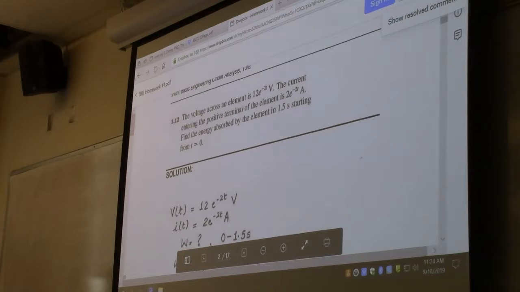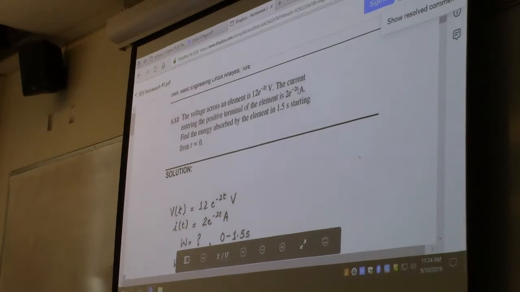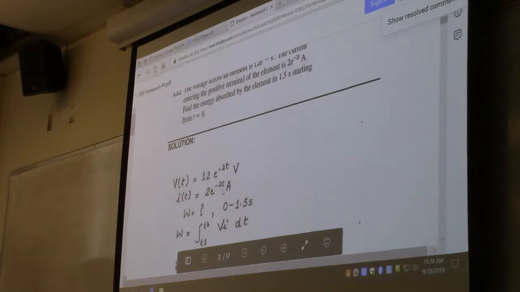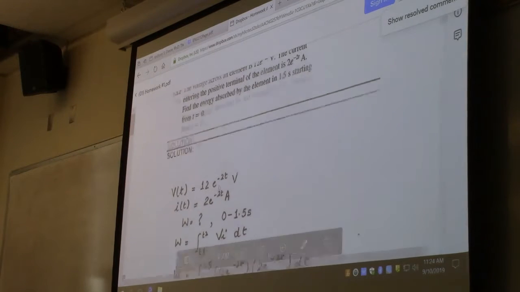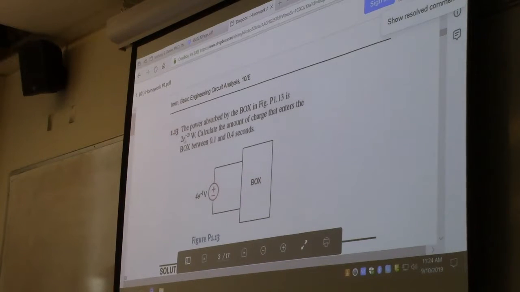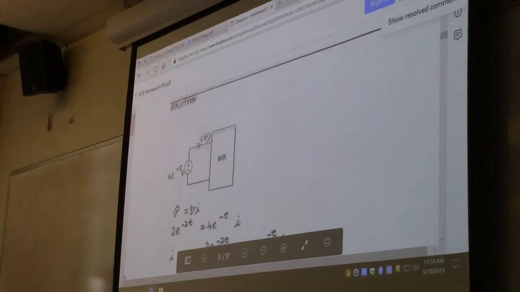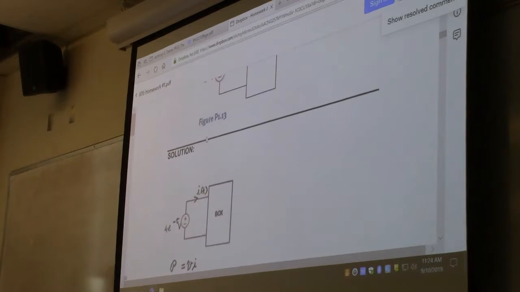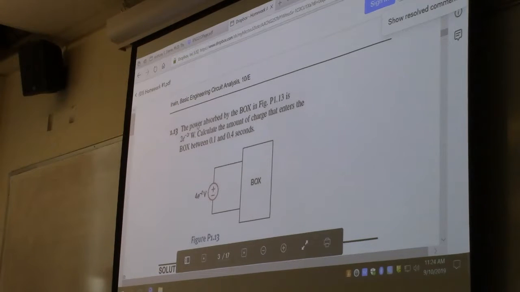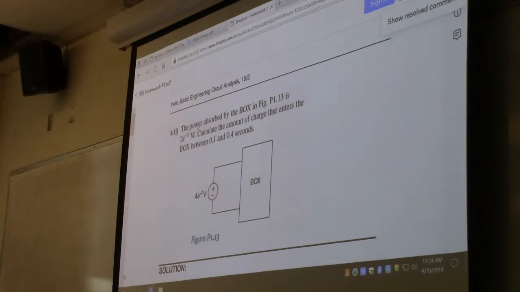So the voltage across an element is given by this equation right here. The current entering the positive terminal of the element is given by this other equation. So essentially what they're telling us is, we have our V, we have our I. It was number 13. Oh, 13, apologize. 13. Okay. So the power absorbed by the box here is 2e^(-2t) watts. Calculate the amount of charge that enters the box between 0 and 4 seconds. So we know that power, there's a couple relationships we know here. I'll write them down.